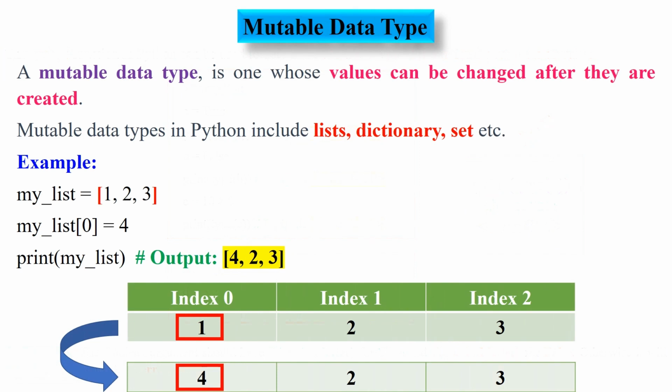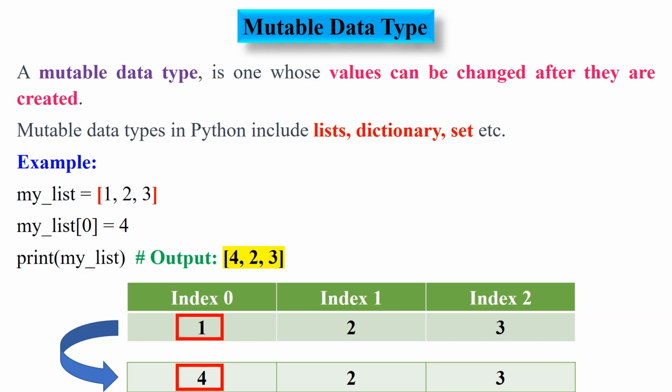In Python, data types can be classified as either mutable or immutable. A mutable data type is one whose values can be changed after they are created. Mutable data types in Python include lists, dictionary, set, etc. Here's an example that demonstrates the mutability of a list.